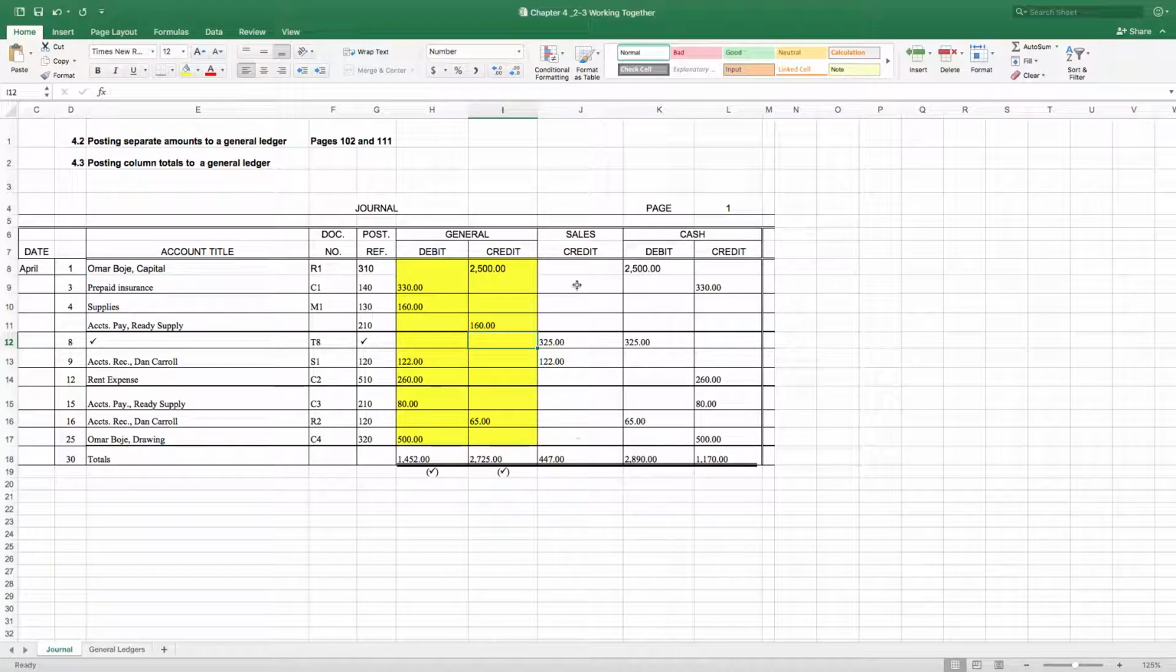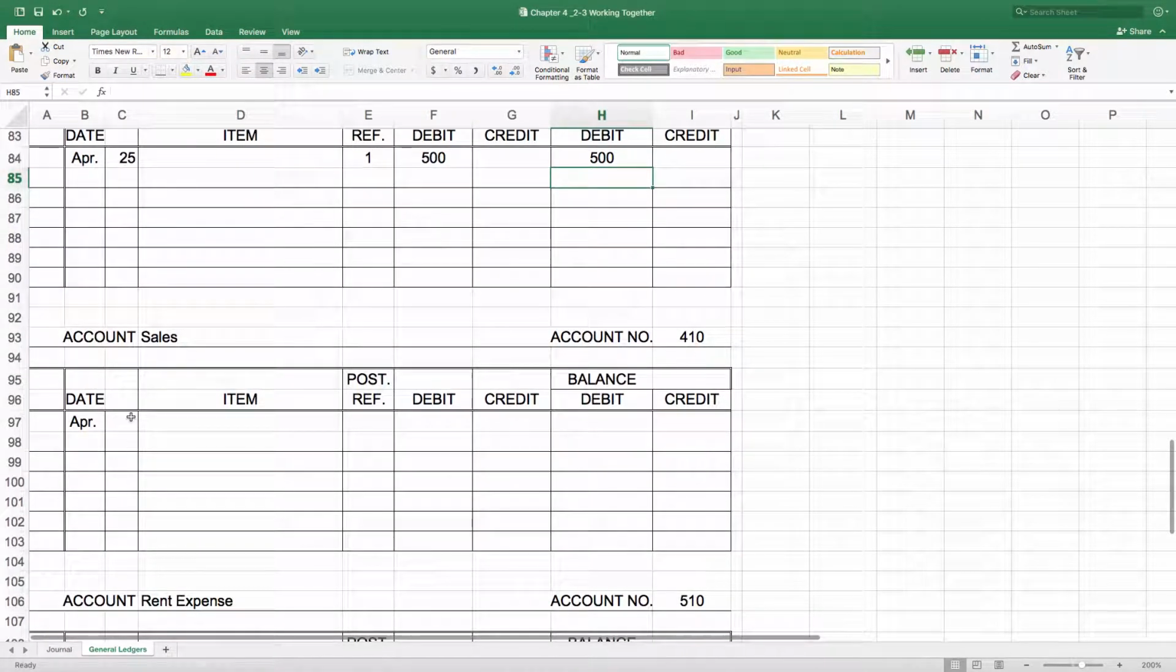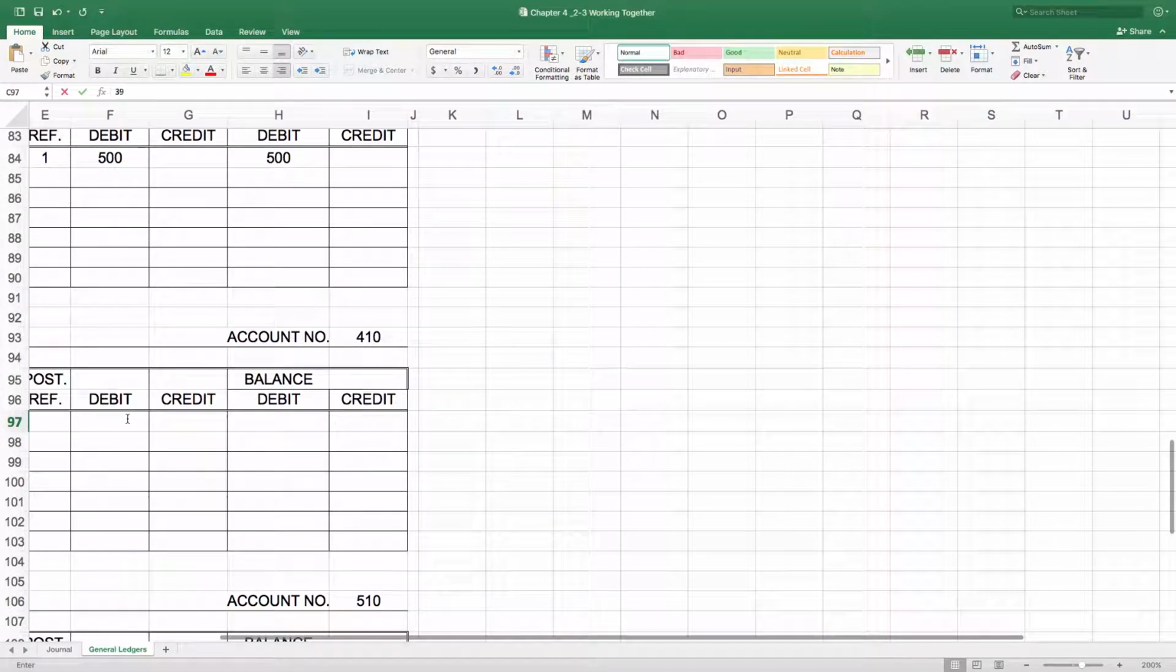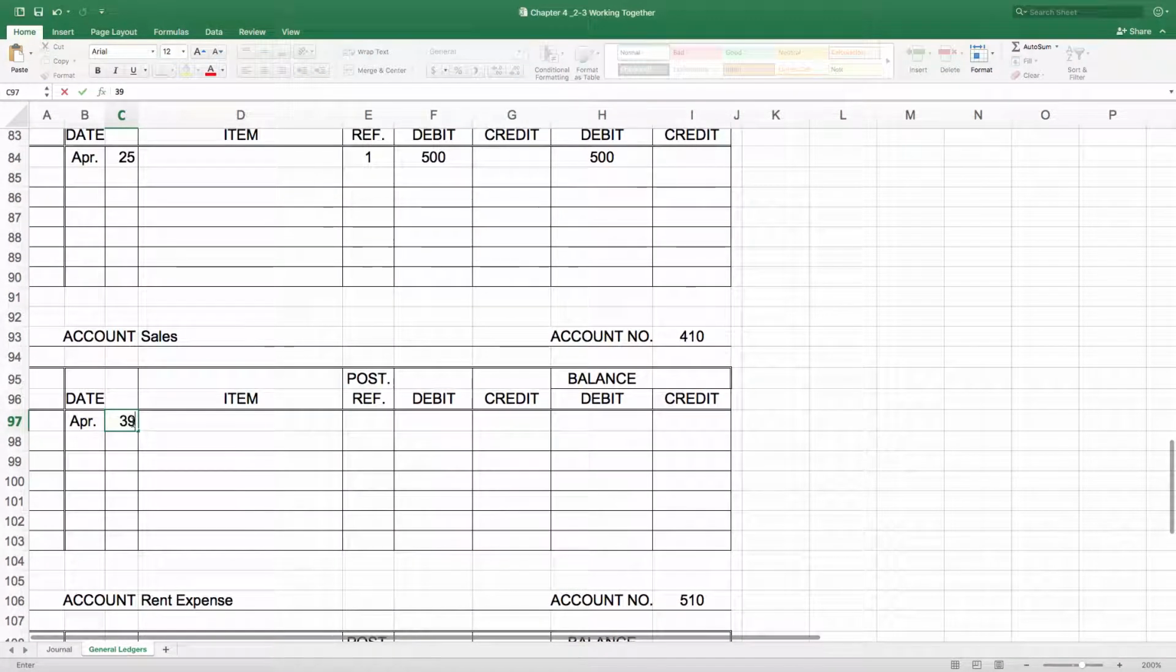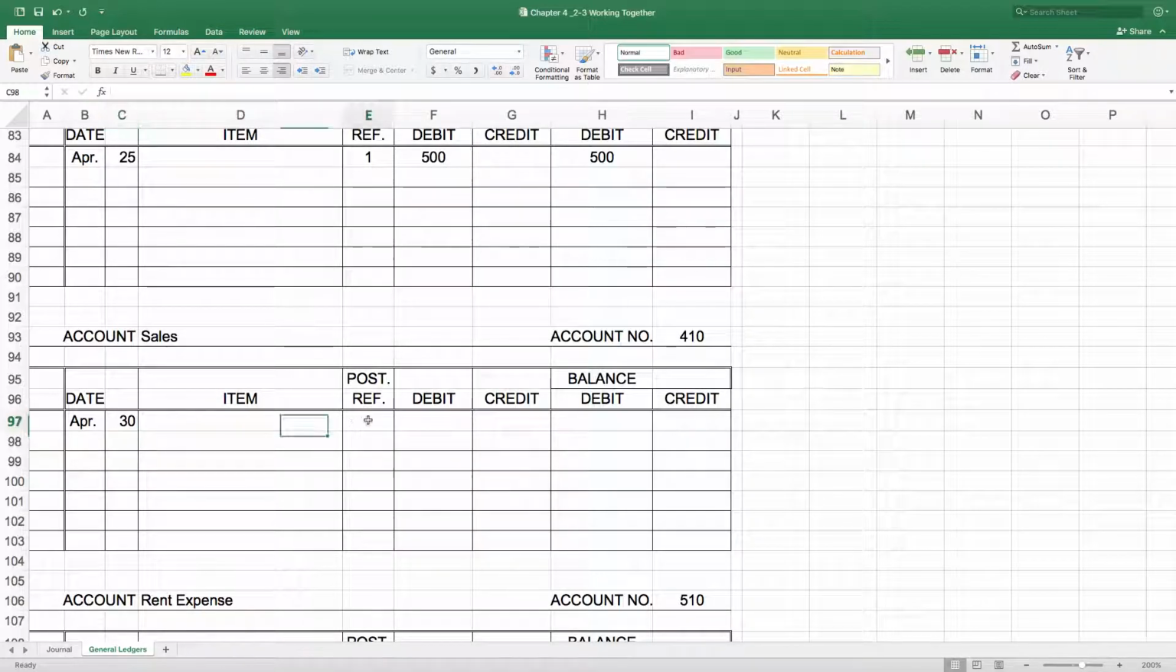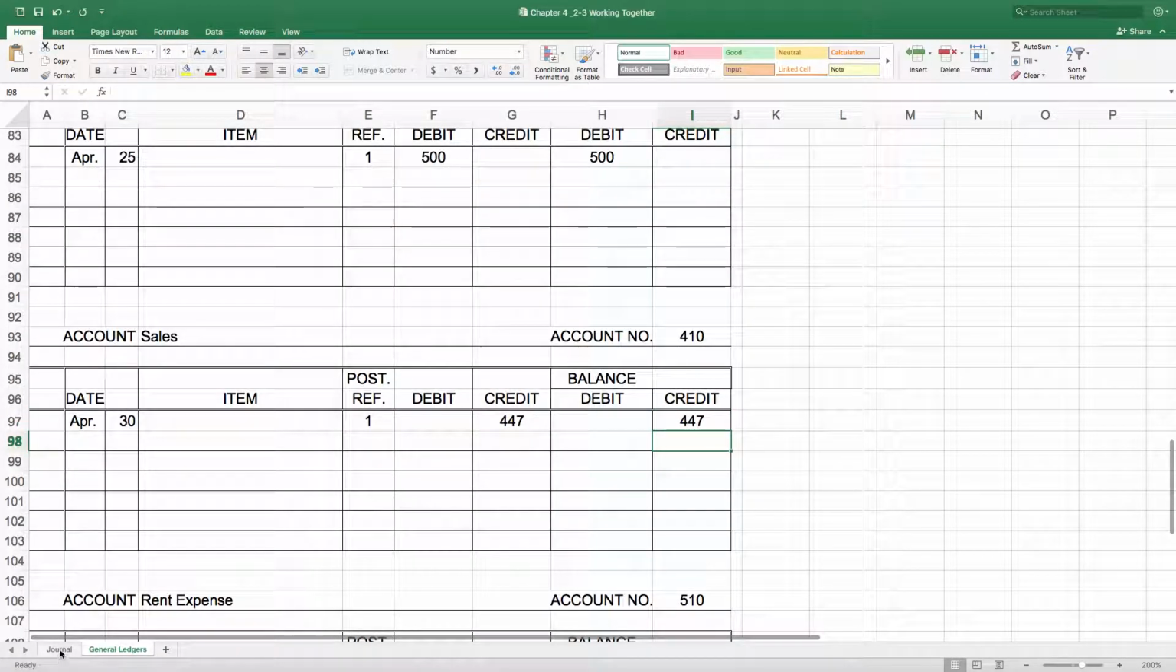So let's do sales first, since we get to sales first in the journal. Sales has a $447 total on the 30th. So let's find sales. Put the 30th in. Remember, it comes from page 1 of the journal. $447 credit. And it's going to have a balance of $447. Okay, now let's go back to the journal.